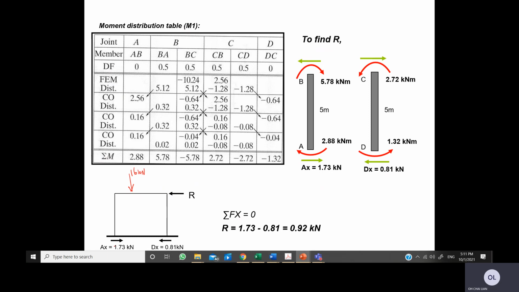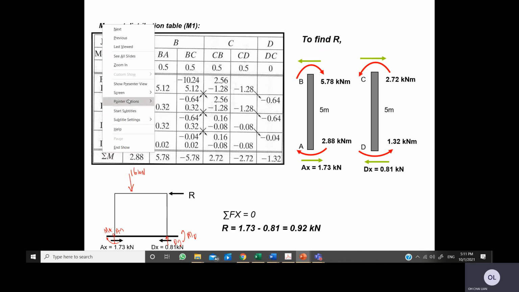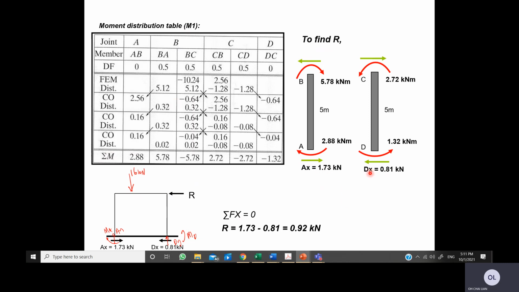We also have AY and MA. If I would like to draw the complete free body diagram, with DY and MD, the ones that deal with the horizontal forces will be R, AX, and also DX. Therefore, we need to determine AX and DX first. How to determine AX and DX? We draw the free body diagram of member AB and member DC.